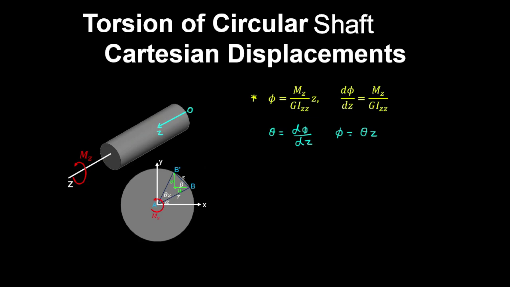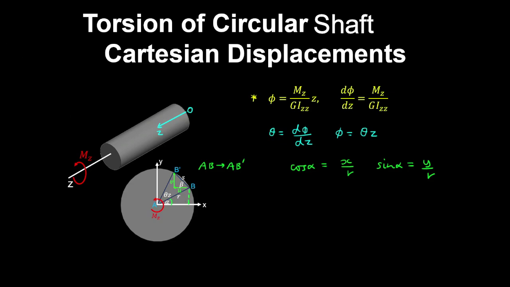Under a torque, the fibre AB rotates to the fibre AB dash. And here we'll denote the direction cosines as cosine alpha, which is equal to x on the radius of the shaft. And similarly, sine alpha is y on the radius of the shaft.